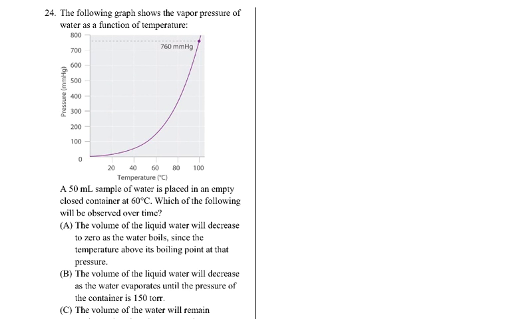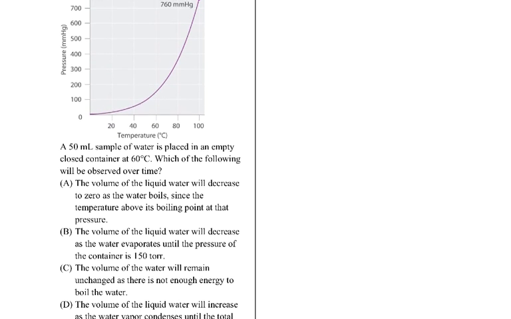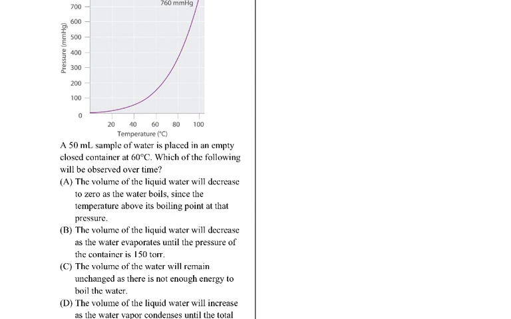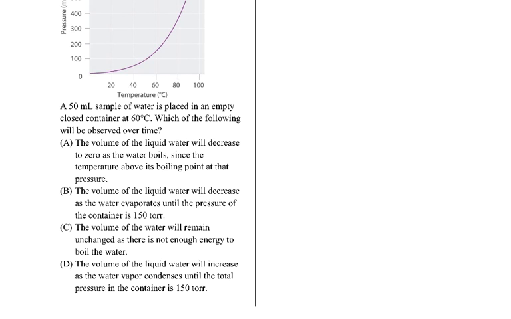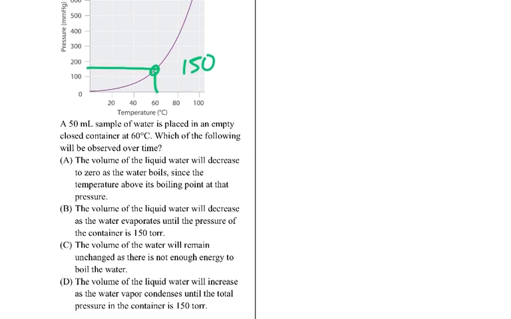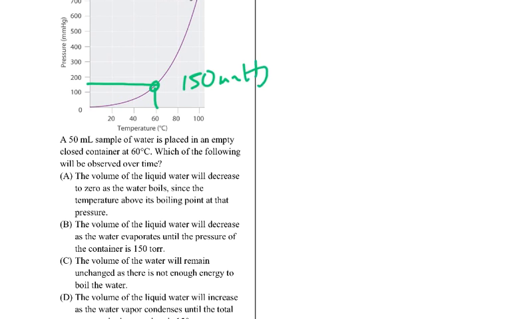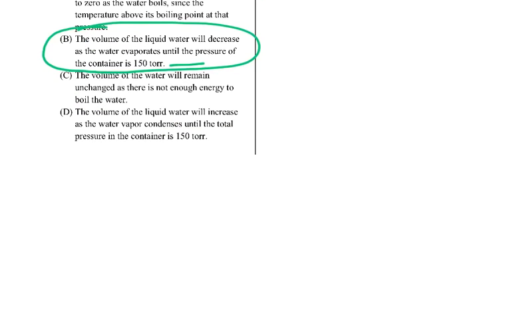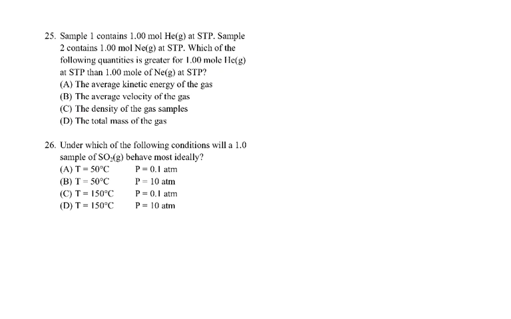24. The following graph shows the vapor pressure of water as a function of temperature. A 50 milliliter sample is placed in an empty container. Which of the following would be observed over time? So we're going to say here at 60 degrees, we want to look up, and we're going to see that that looks like it's about 150 millimeters of mercury. So what's going to happen is that the volume of the liquid is going to decrease as stuff evaporates, but it's only going to evaporate until the pressure gets to 150, and it's going to stay there. So it's answer B.